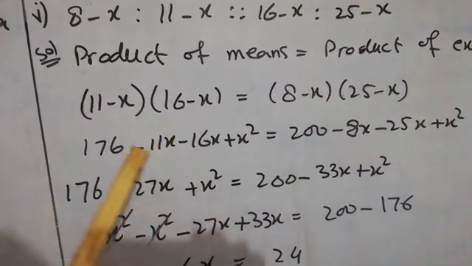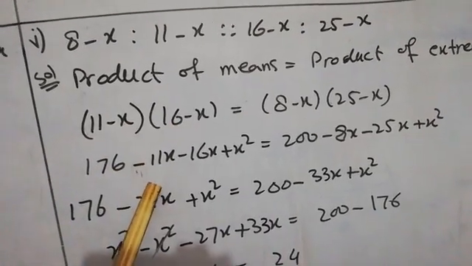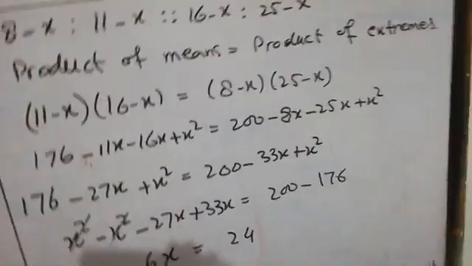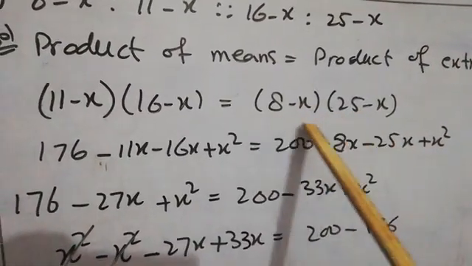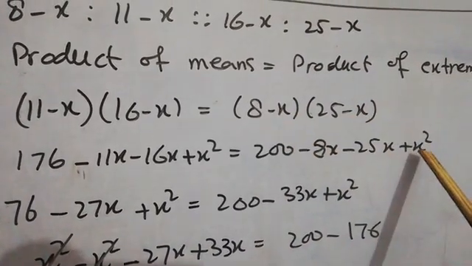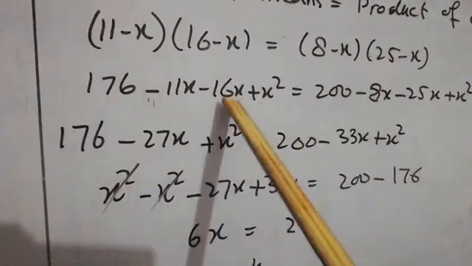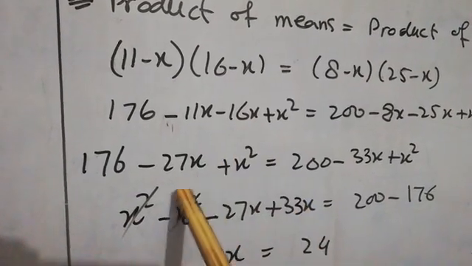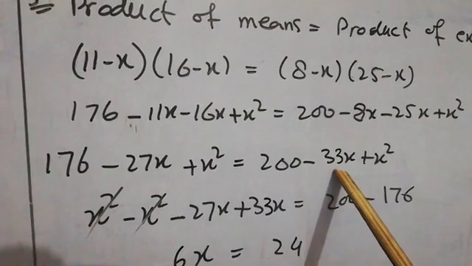So my dear students, we will multiply 11 16s are 176, minus 16x, minus 11x, plus x square. And here also, when we multiply these two brackets with each other, then we will get 25 8s are 200, minus 8x, minus 25x, plus x square. Then we will combine all the constants and add the like terms. Minus 11 and minus 16 is minus 27, minus 8 and minus 25 is equal to minus 33.